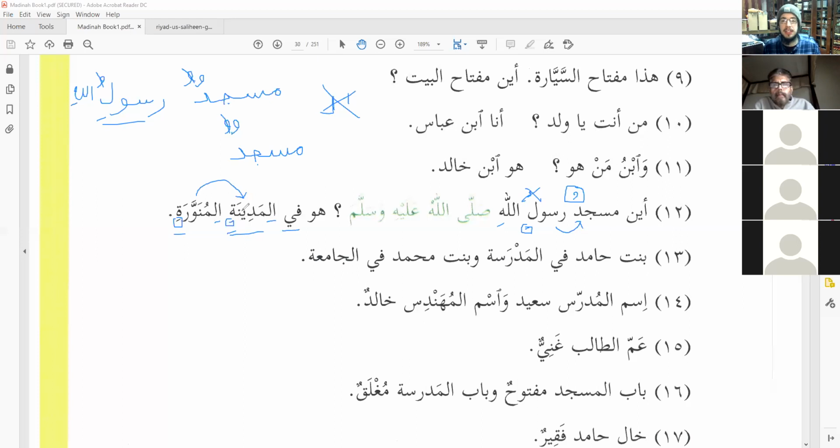So here we have an example of an adjective and the thing being described by the adjective. And over here, the proper relationship is one of possession. Aina masjidu rasulillahi sallallahu alaihi wasallam.